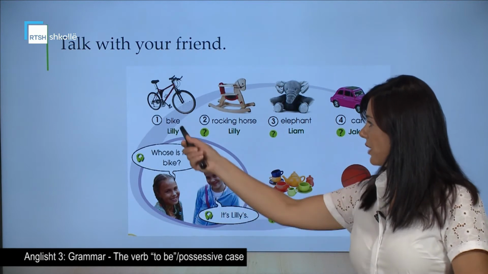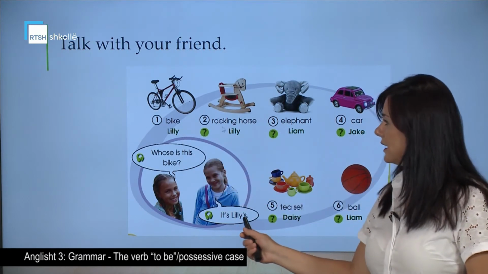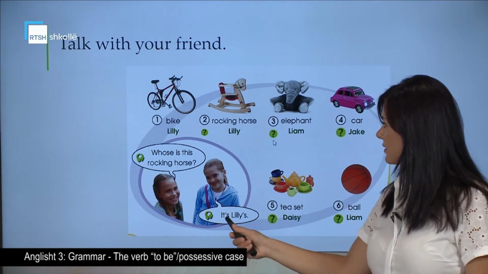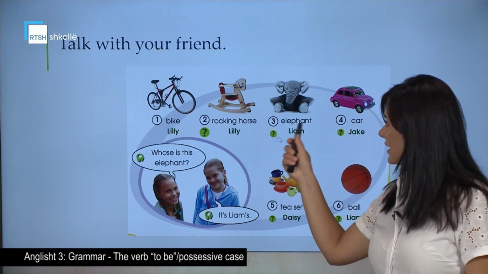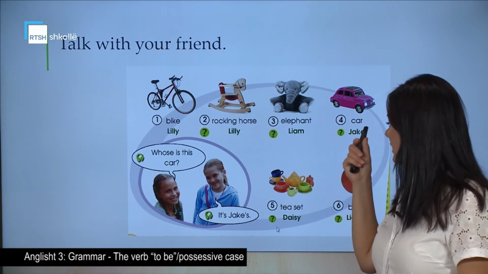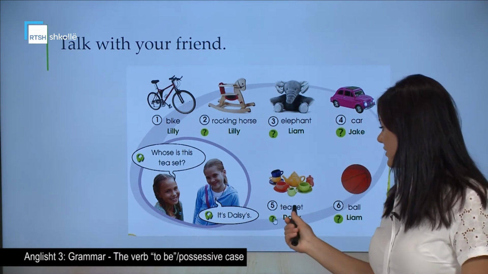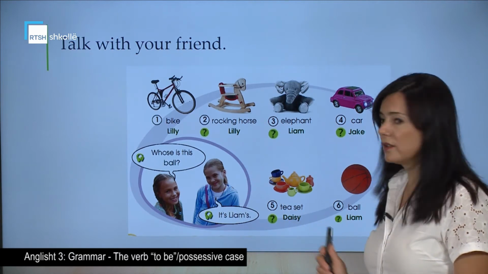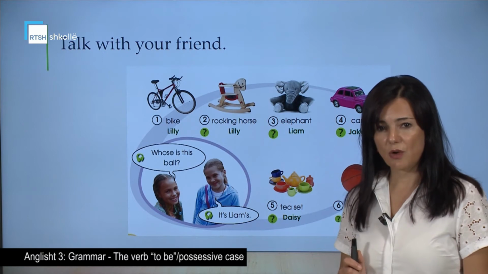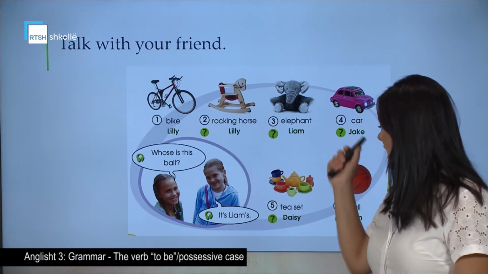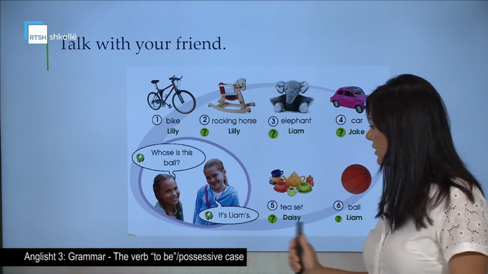Whose is this bike? It's Lily's. Ajo është e Lilit. Whose is this rocking horse? It's Lily's. Whose is this elephant? It's Liam's. Whose is this car? It's Jack's. Whose is this tea set? It's Daisy's. And whose is this ball? It's Liam's too.